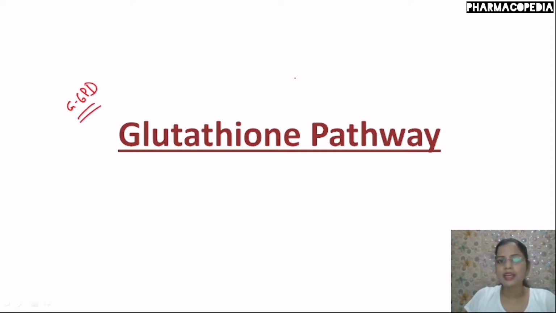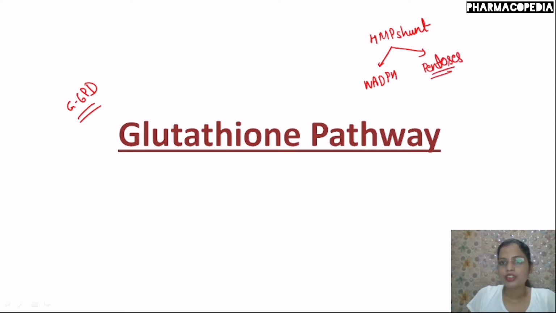But before that, let me give you a quick review of the previous video in which we have seen the HMP shunt pathway. What is its objective? Its objective is basically the production of NADPH and the pentoses. What is the importance of the two? I have already told you in the previous lecture. If you have not watched the lecture on the HMP shunt, the link is in the description. You can go and watch that.